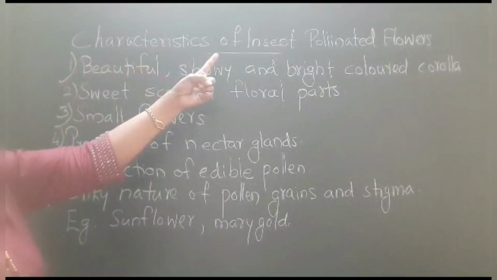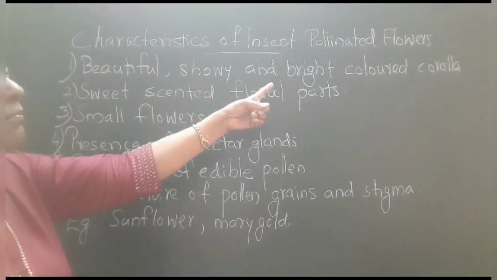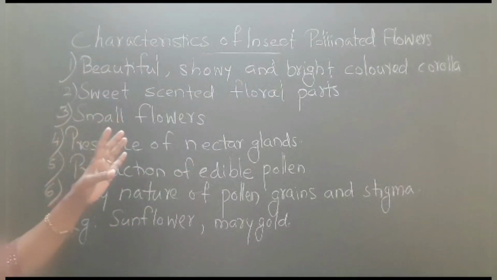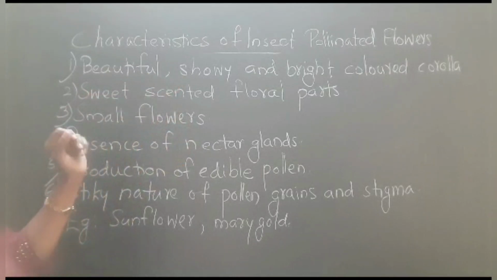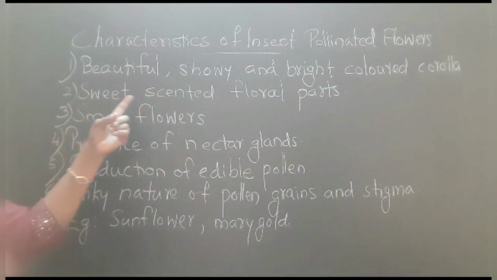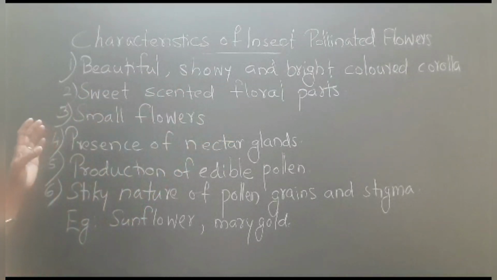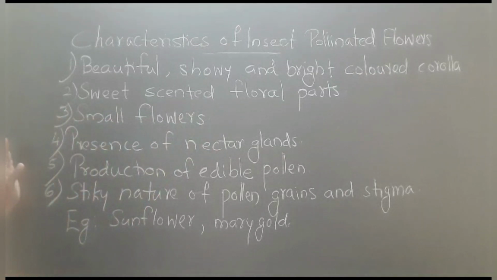What are the characteristics of insect pollinated flowers? Number one, beautiful, showy and bright colored corolla. In insect pollinated flowers, petals are bright in color and they are very beautiful and attractive. Sweet scented floral parts. The parts have a very good, very sweet smell.